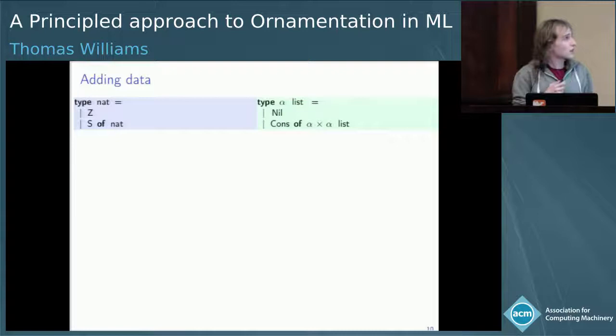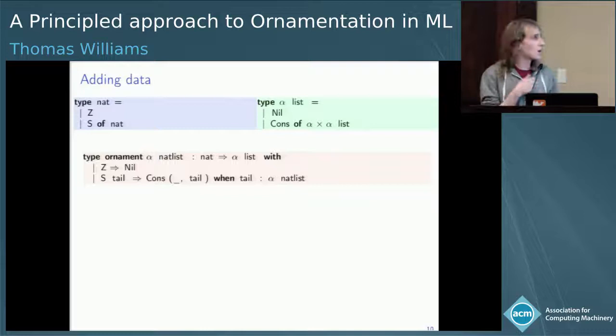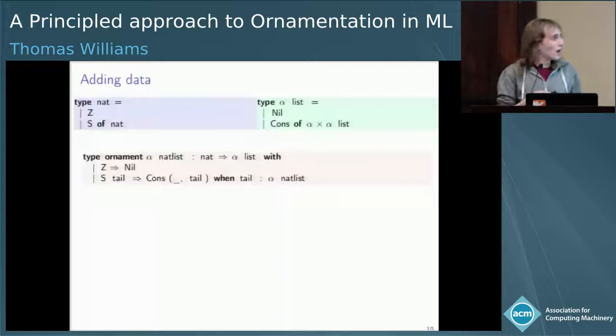Another class of example with ornaments. This is actually an important thing of ornaments, and I haven't introduced it before in the presentation, is that we can add data. For example, if we start with the type of natural numbers, it looks quite close to the type of lists. The only difference is that we have renamed the fields and we have some new data there. And we can write an ornament that relates natural numbers to lists. So zero is nil, and the successor of a tail is cons of something in the tail where the tail has been transformed using the ornament. There's nothing surprising about this.